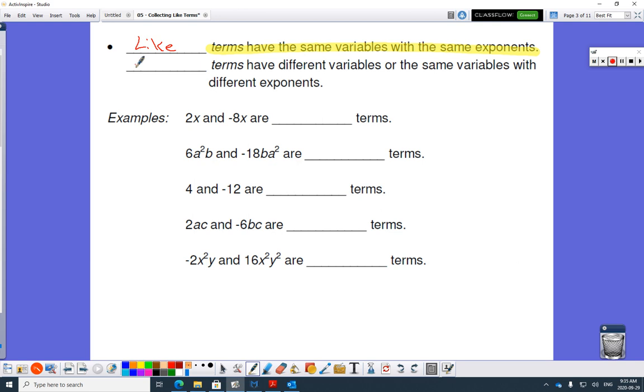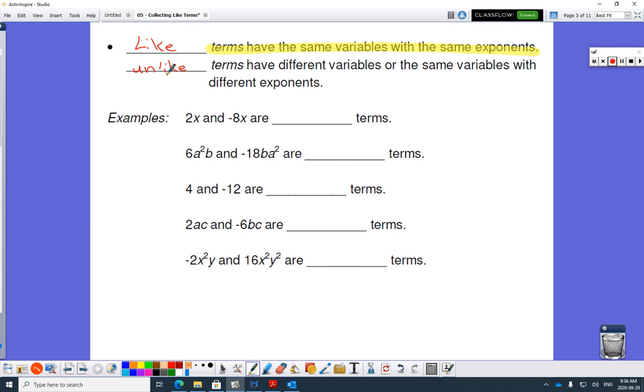Unlike terms have different variables or the same variables with different exponents. The unlike term definition is troublesome. It's just a pain. Stick to the like term one. Like terms, same variables with the same exponents all the way through. It has to be exact same letters, and those letters have to have the same exponents on them.